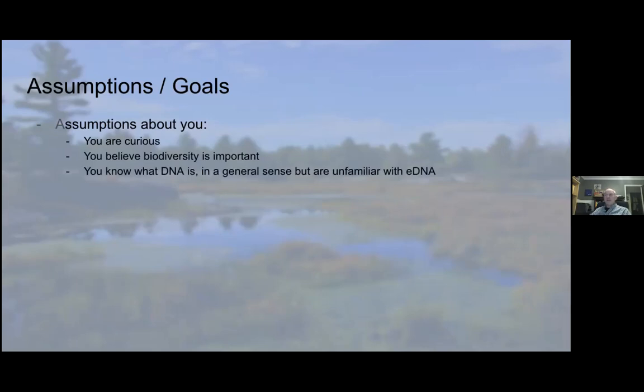I am also assuming that you know what DNA is in a general sense, but you're unfamiliar with eDNA. Now, if you're a biologist, I have a lot more technical slides and reference materials I can share in the future. I read between 50 and 75 papers as I journeyed into this interesting world of environmental DNA, also known as eDNA. And there are a number of considerations for serious studies using eDNA.